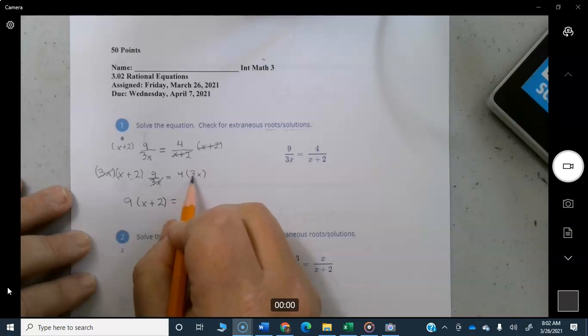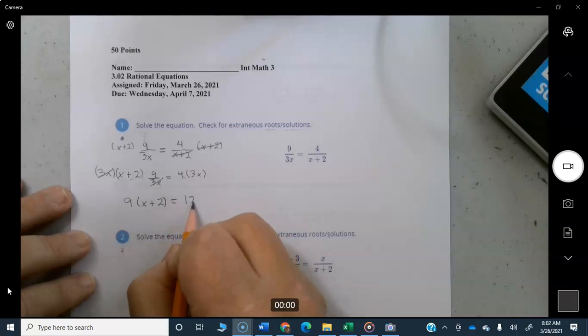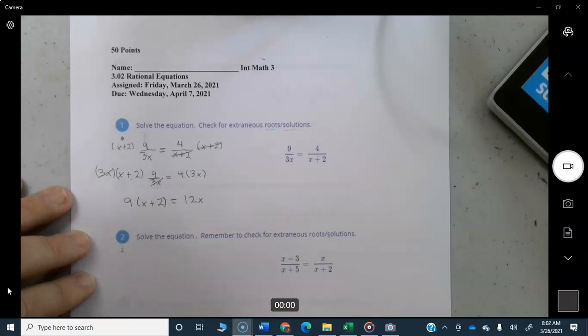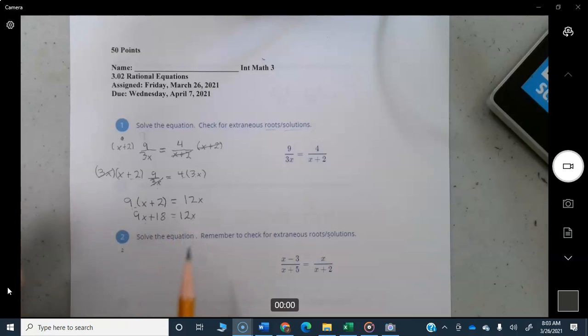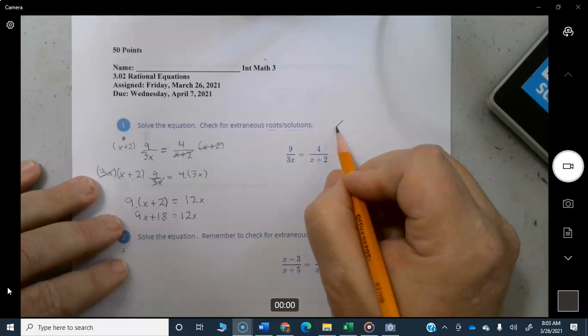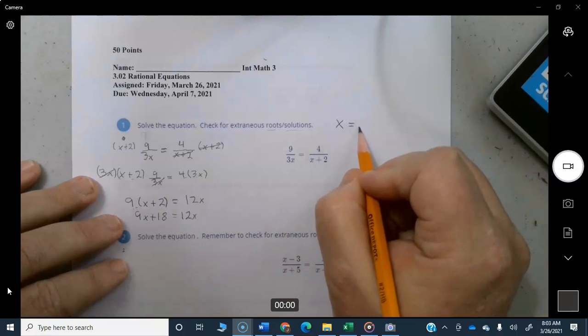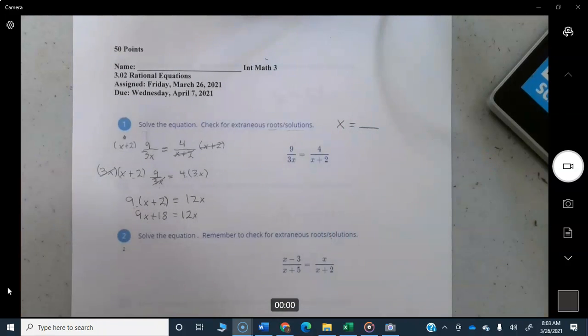And I'll go ahead and simplify this, 12x. Now I'll simplify this. So it's 9 times x is 9x. 9 times 2 is 18. Equals 12x. Okay, and what we're trying to do is isolate the x. Just get x equals something. Whenever you're trying to solve, you're trying to end up with x equals something there, some number.